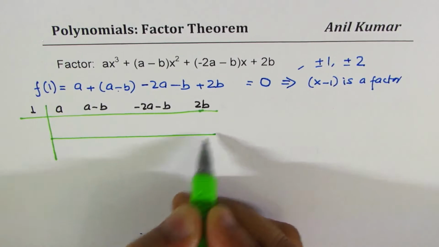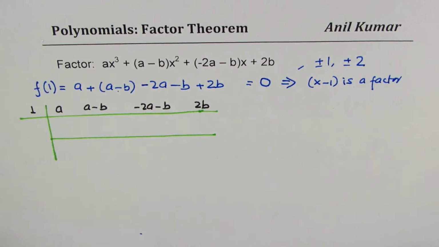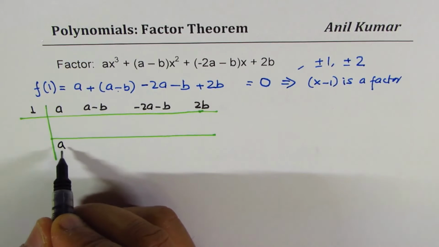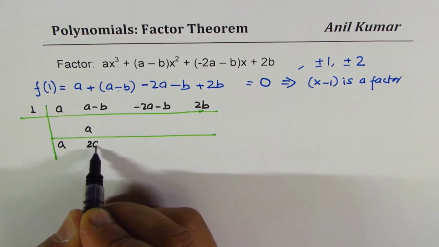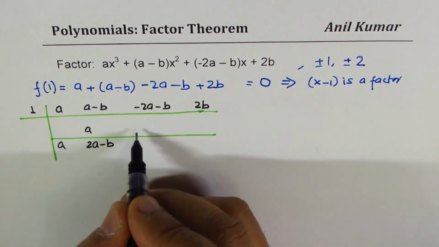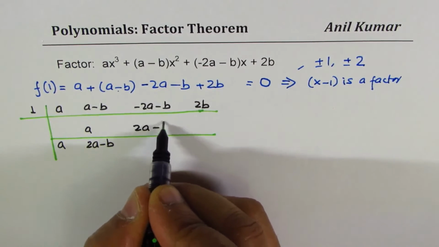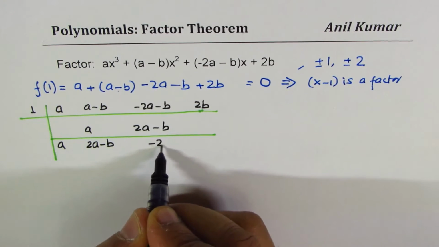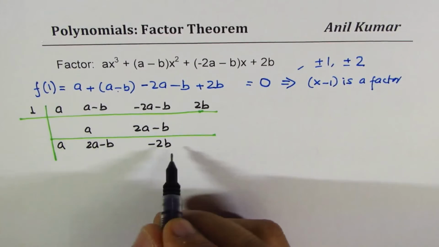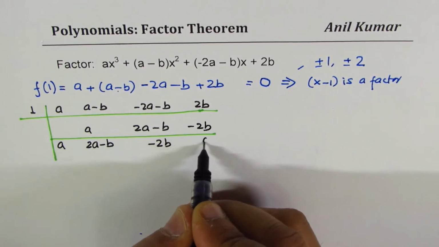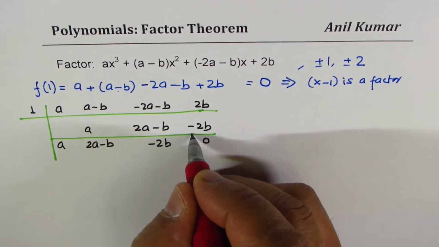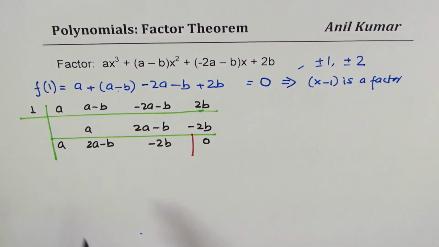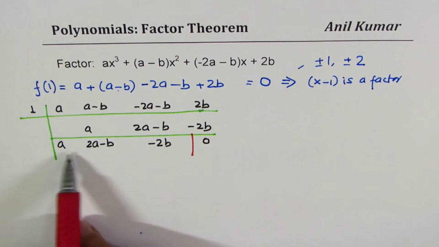Okay. So let's bring down a, multiply by 1, so we get a. Let's add, so we get 2a minus b. Multiply, we get 2a minus b. Add minus 2b, that becomes 0. Multiply minus 2b, add to get 0. As expected, the remainder is indeed 0. So this is our expression, right?